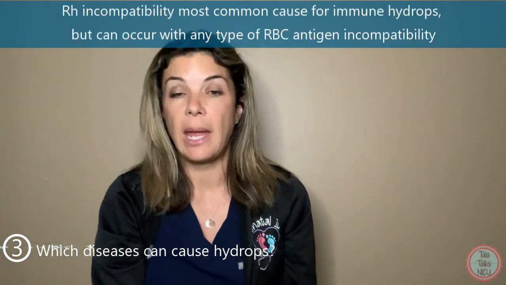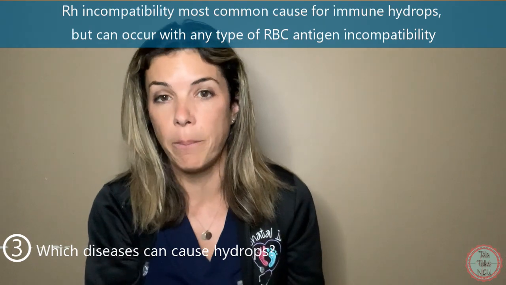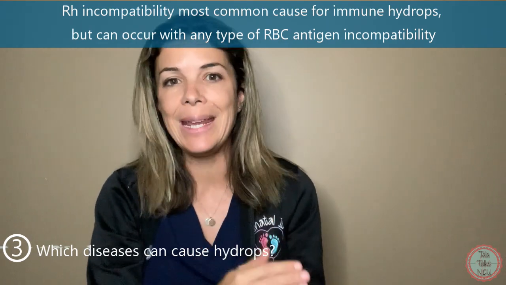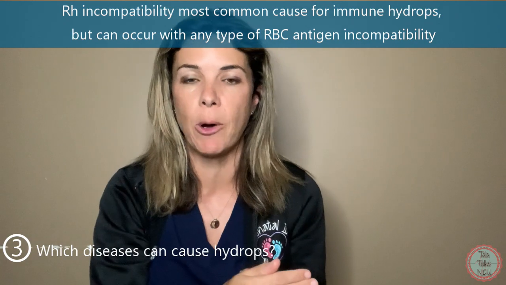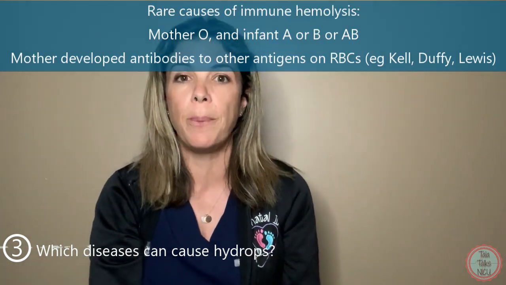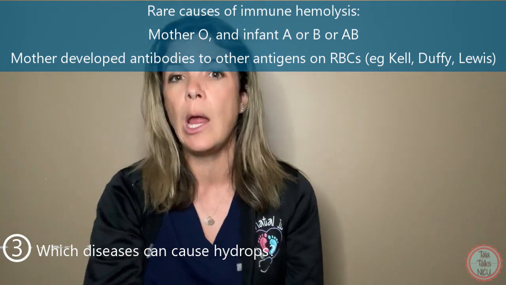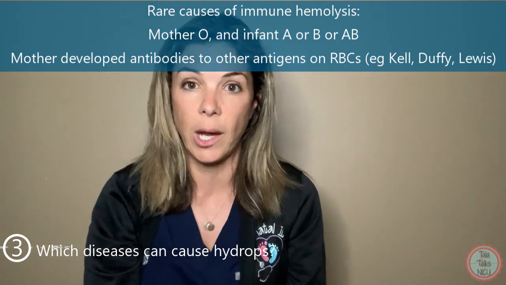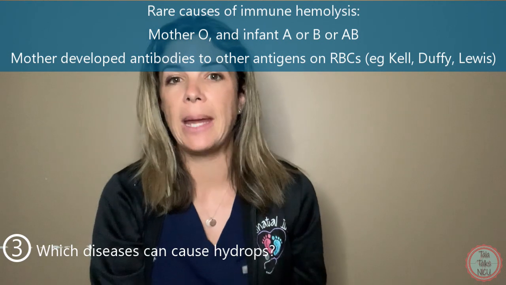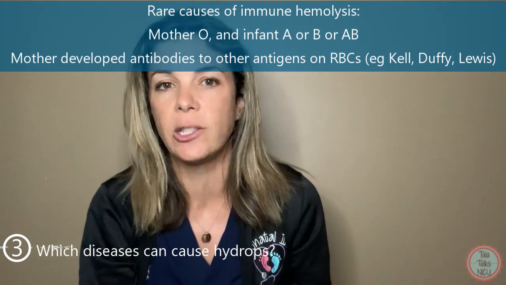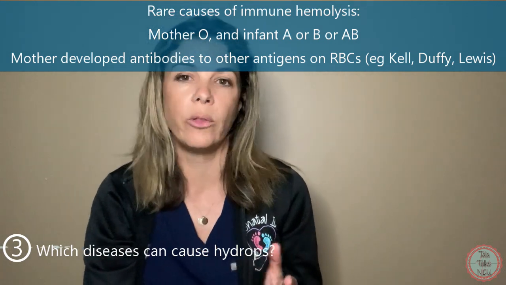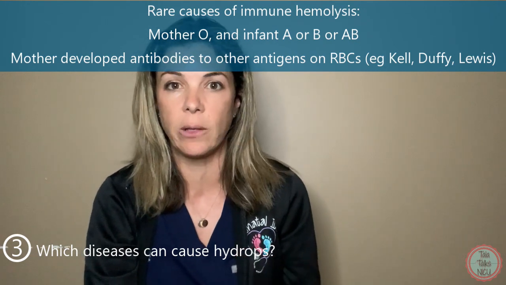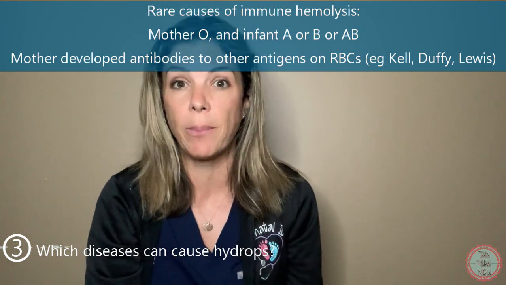Rh disease is the most common type of immune hydrops, but really any time a mother produces antibodies against a baby's fetal red blood cells, you could end up with hemolytic anemia that could end up with hydrops. So for example, the mother could be O and the baby could be A or B, and that could end up with hydrops. Or the mother could even have made antibodies against even less common antigens like the Kell or the Lewis or the Duffy antigens that are found on a lot of red blood cells.